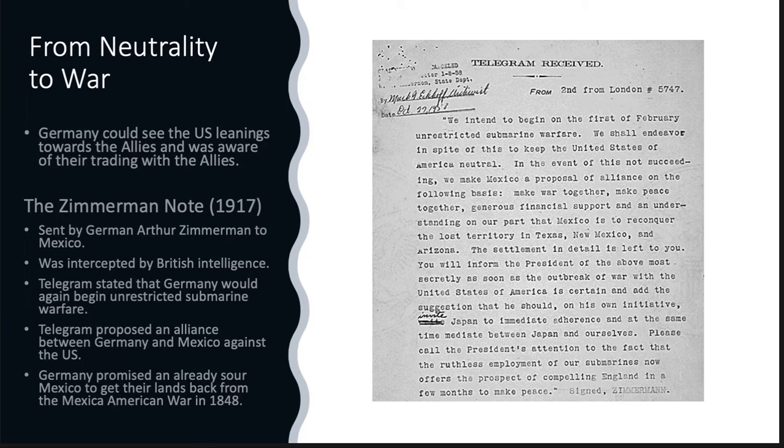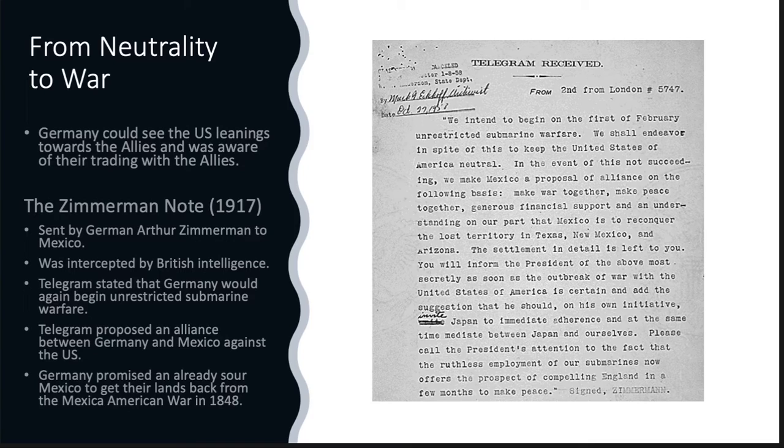The telegram is going to say that Germany was going to begin unrestricted submarine warfare, which would mean they were going to break the Sussex Pledge. And you know how we felt about unrestricted submarine warfare. We didn't want our ships getting blown up. What the telegram also said was that Germany was trying to get Mexico to align with them. And Germany promised that they would get Mexico back all of the land that we took at the Mexican-American War and fight against the United States with the intent of giving them back land.